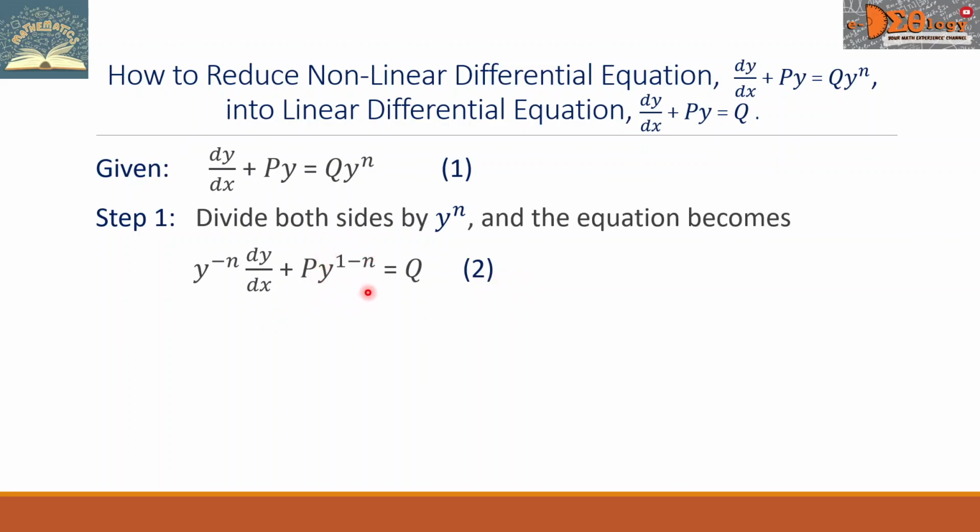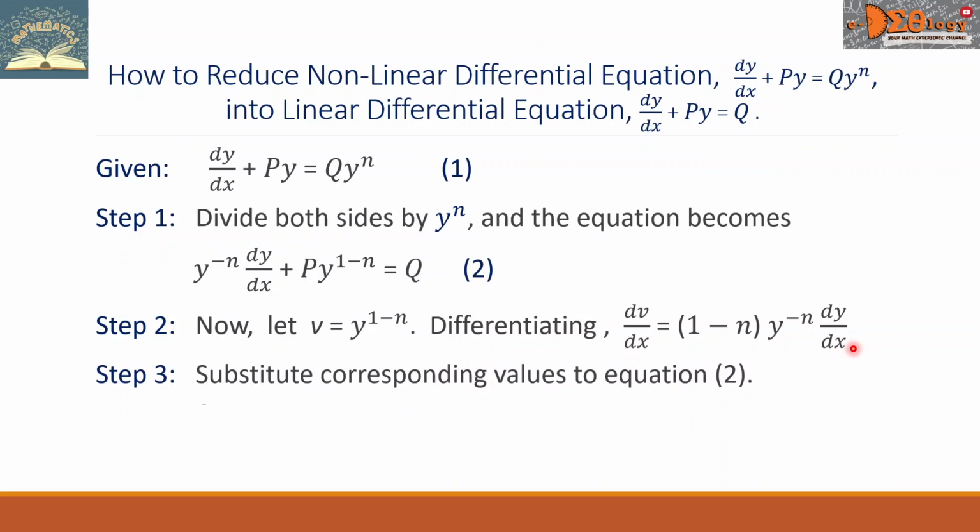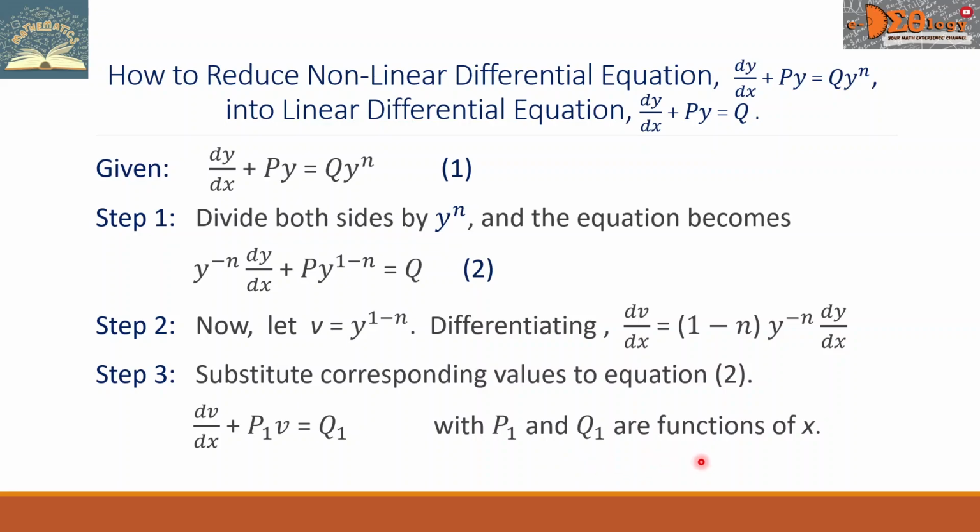Now take note of this variable y raised to 1 minus n, because in the second step we're going to let v equal this variable, y raised to 1 minus n. And then we're going to take the derivative of this equation with respect to x. So we have now dv over dx equals the quantity 1 minus n times y raised to negative n times dy over dx. Step 3 is to substitute corresponding values to equation 2. And the new equation becomes dv over dx plus p sub 1 times v equals q sub 1, where p sub 1 and q sub 1 are functions of x.